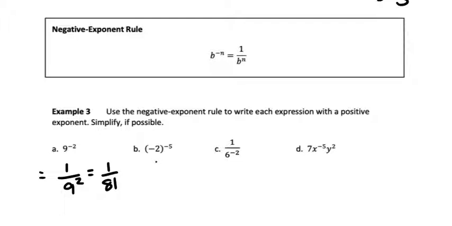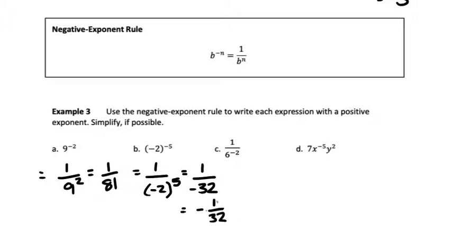For b, negative 2 to the negative 5th. This would be 1 over. Now the negative 2 stays negative. What changes is the sign on the exponent becomes positive. So that becomes positive 5. And I can do negative 2 to the 5th power. That's equal to negative 32. So 1 over negative 32. Or you could put the negative sign in front of the whole fraction, like this, so negative 1 over 32.